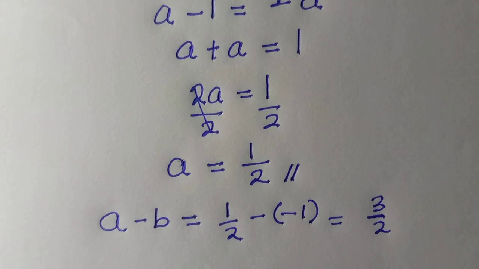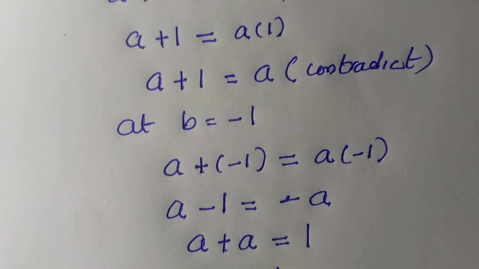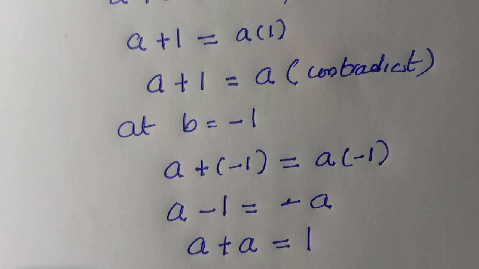Alright, so this is how to solve this. We can also verify that a plus b, ab and a over b, when b equals minus 1 and a equals 1 over 2, are going to be equal. So this is how to solve this problem.